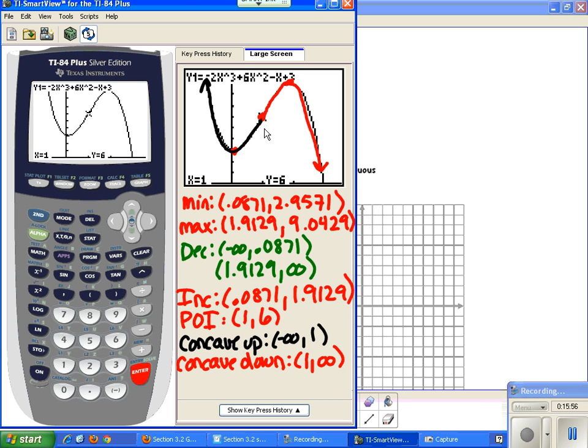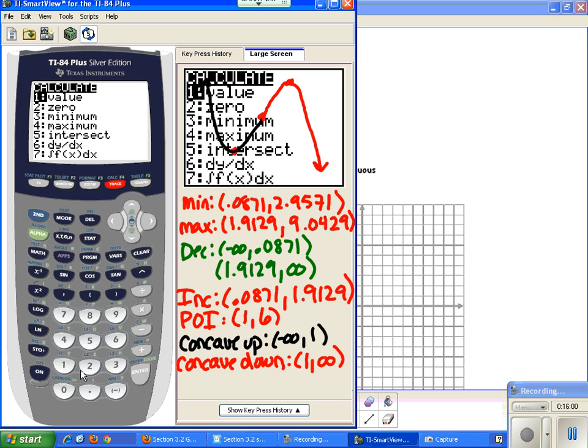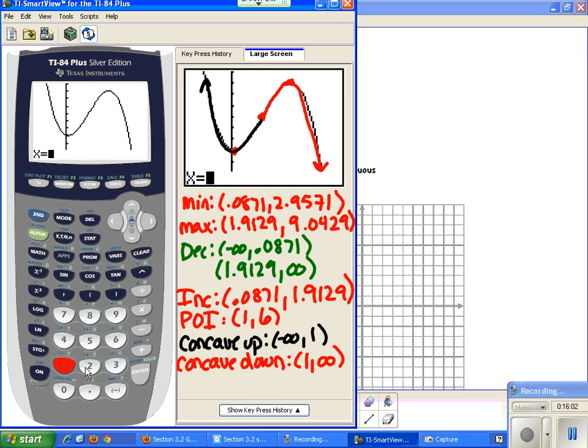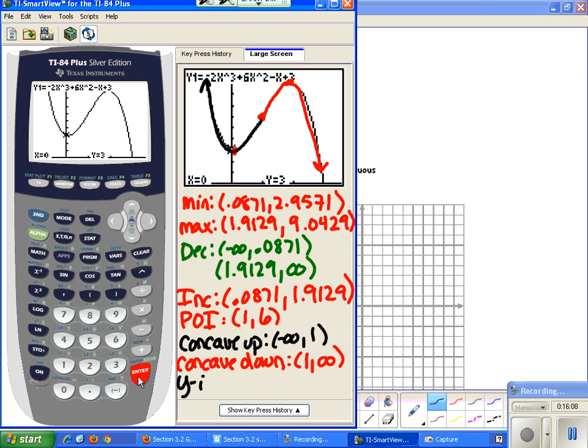Now I need to find my x and y intercepts. So let's do the y-intercept first. So second trace value, if I do 0 in, because when you plug 0 in for x, that gives you your y-intercept, which is 3. So my y-intercept is at (0, 3). And notice I only have one x-intercept, which is here.